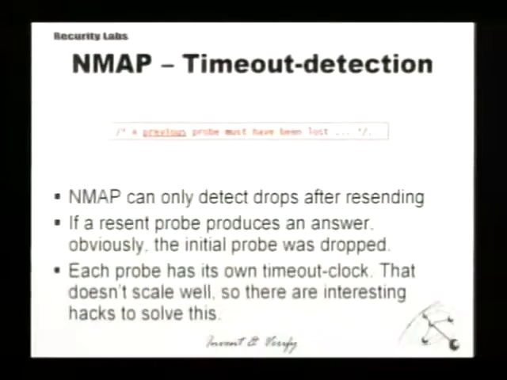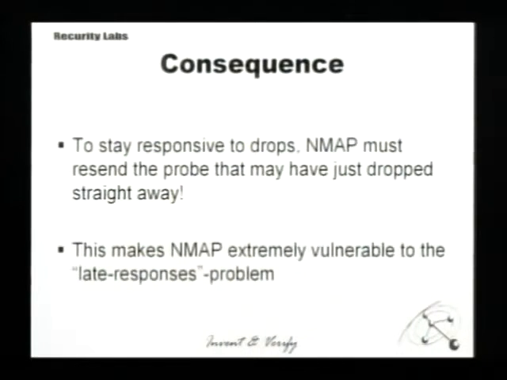And if you take a look at how Nmap solves this problem without triggers, then you'll see that in this comment, a previous probe must have been lost, which means that Nmap can't detect a timeout, can't detect a dropped packet before it has successfully resent that exact same packet and then received a response, because then it knows the packet it sent before must have dropped. So that's not really responsive. And an important consequence of this is that Nmap has to resend the packets that could have dropped straight away.